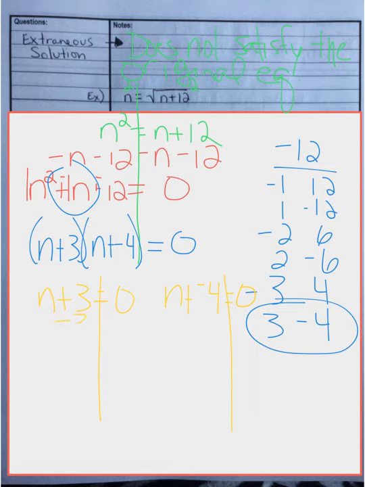We're going to subtract 3 from both sides. We have one of our values for n is -3. And then we add 4 to both sides for this other one, and we have our other value of n is 4. But we got to go back to that definition of extraneous solution, which means does not satisfy the original equation.